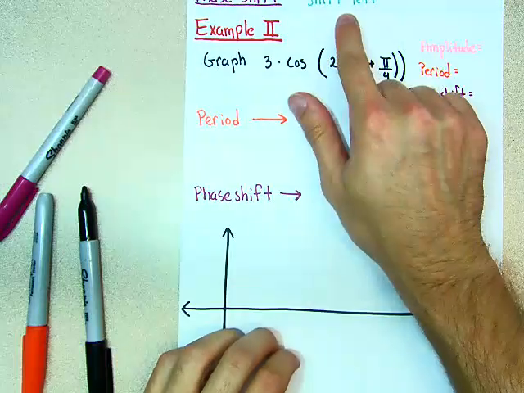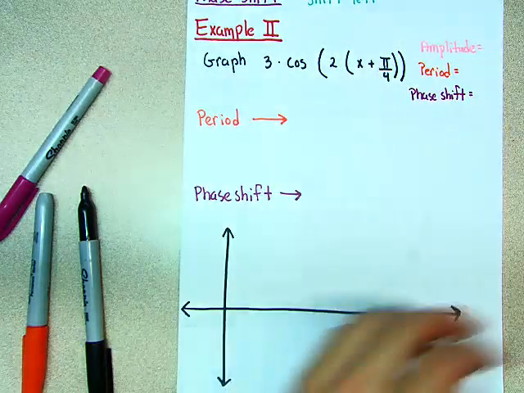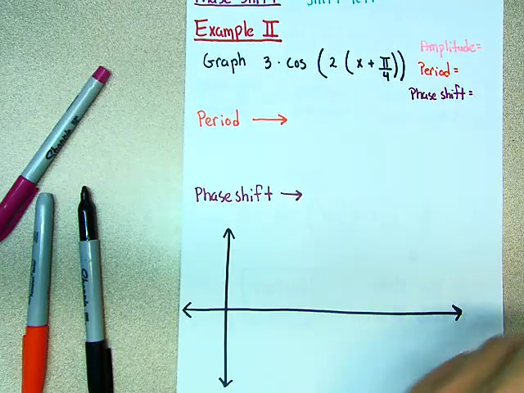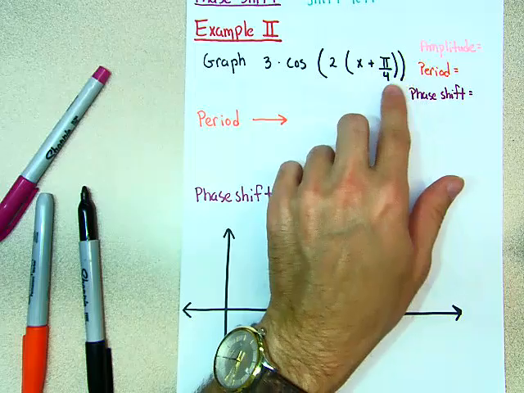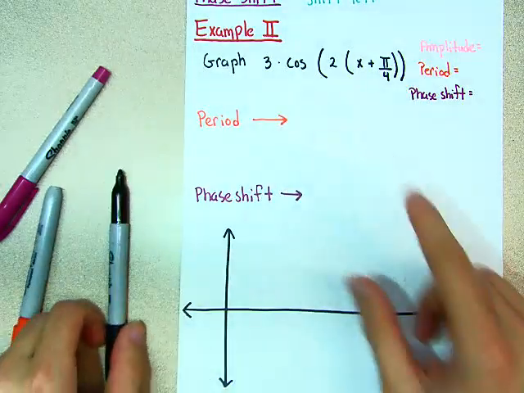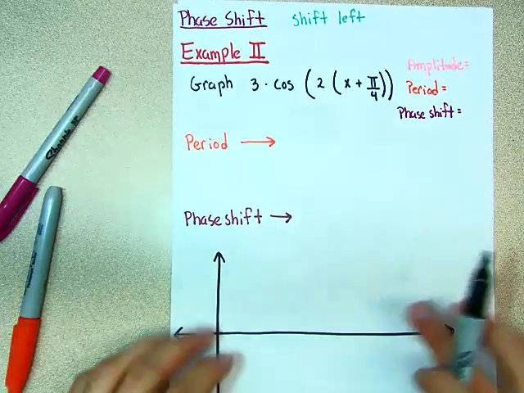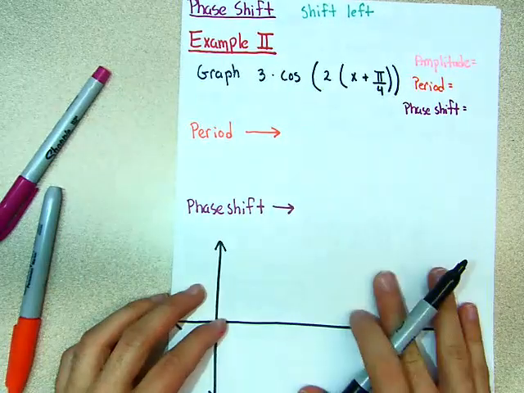Here, this is a shift left. And notice that it's different from our previous. When we shifted right, it was negative. When we want to shift to the left, it'll be positive. So then let's graph this function. Let's look at the first part. What I want you to do is take your time, write it down first.